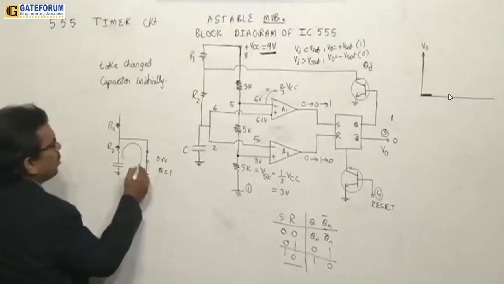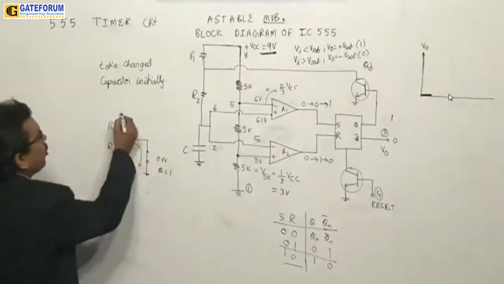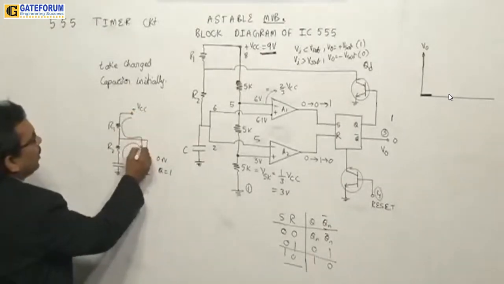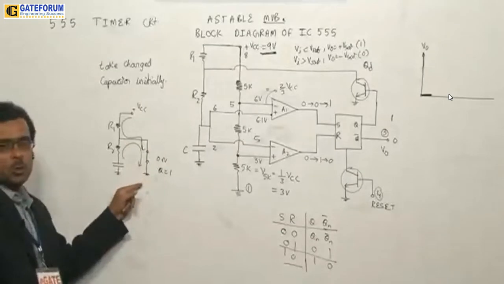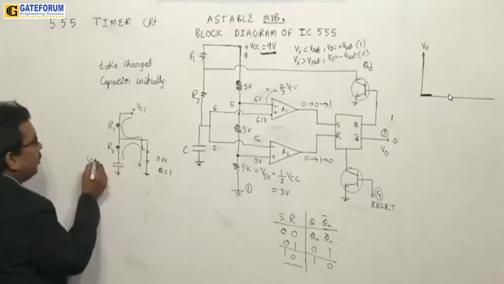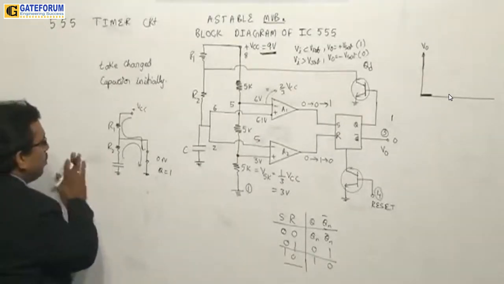So what happens to the capacitor now? It has to discharge through this resistor R2. And the supply source from VCC will also discharge, because this is a low resistance path. Now the capacitor has an initial value, VC of 0.